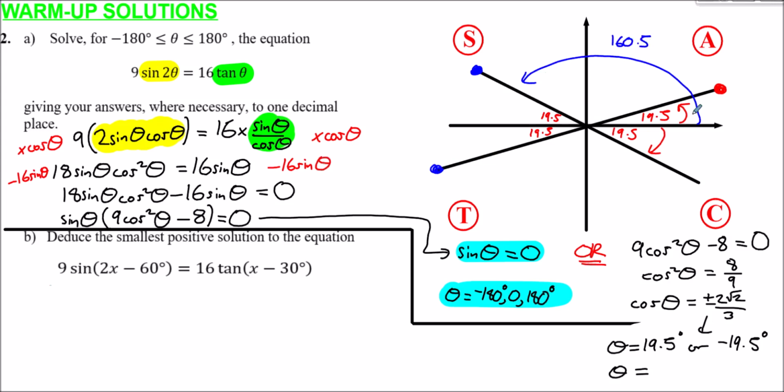I can't go to T going this way round, because that would be more than 180 degrees, which is outside of a range. So to get to this one, I'd have to go that way, which would be minus 160.5. So the two options where theta is plus 2 root 2 over 3 are those two, and where theta is negative 2 root 2 over 3, I've got 160.5 and minus 160.5.